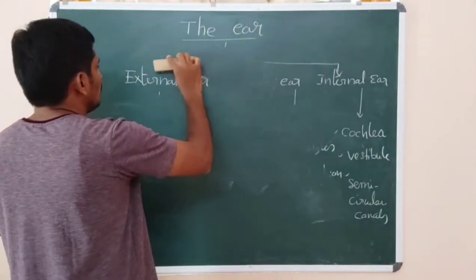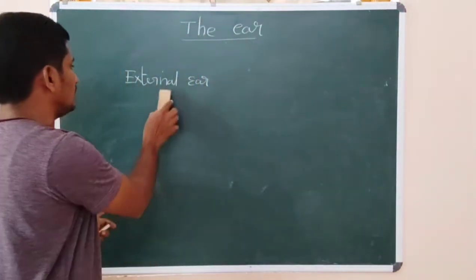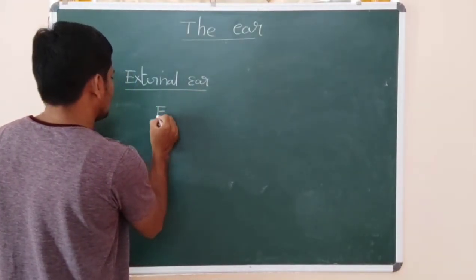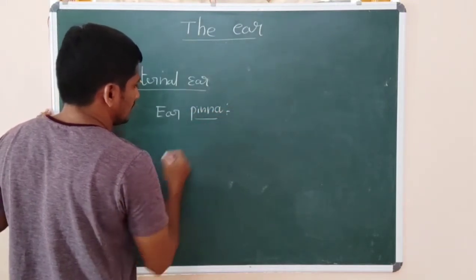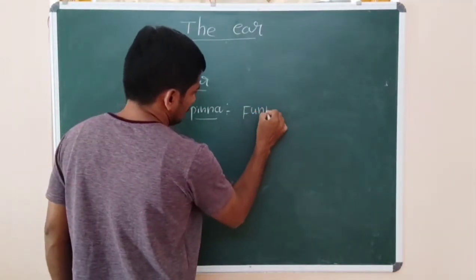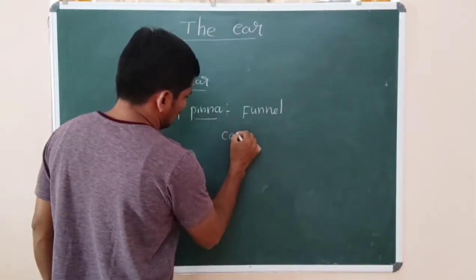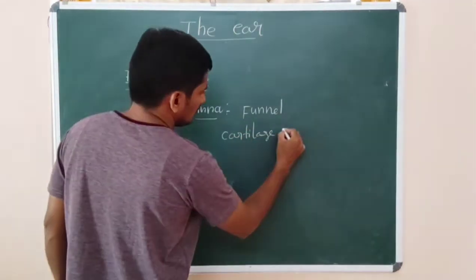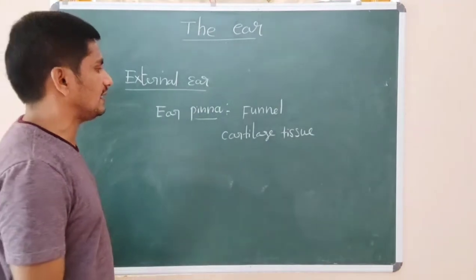First, I'm going to discuss the external ear. In the external ear, the ear pinna is a slightly funnel-like structure. The ear pinna, also called the auricle, has a funnel-like structure, right? And it is made up of cartilage tissue and is immobile, non-elastic in nature.